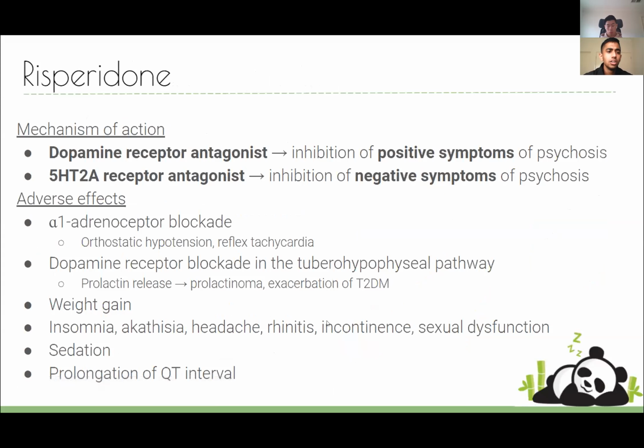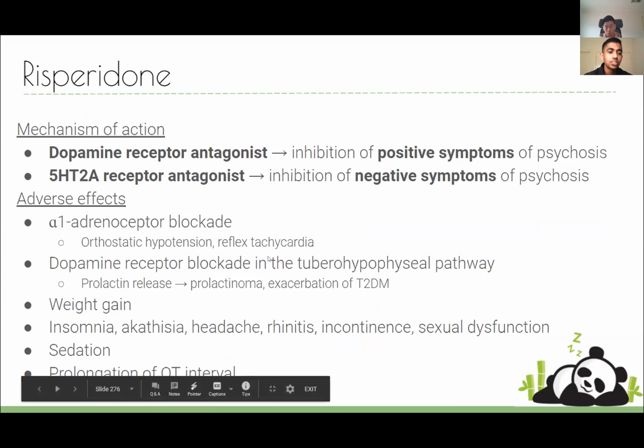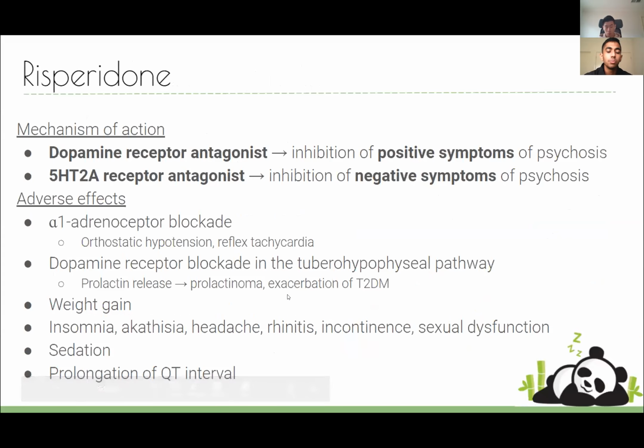All right. So we've got risperidone to begin with. It's going to be a dopamine receptor antagonist in that prefrontal cortex. It's going to inhibit our positive symptoms, and it's also going to be a serotonin receptor antagonist in our nucleus accumbens, which is going to reduce negative symptoms. Again, you're going to get those similar effects: alpha-1 adrenergic receptor blockade, dopamine receptor blockade, but they're very much more unlikely as compared to your typical antipsychotics. It can still happen, but it's very much more unlikely.